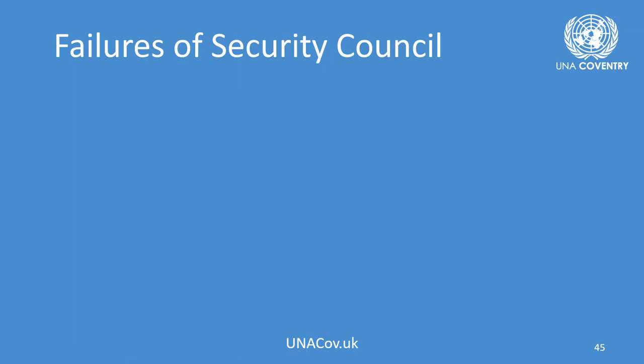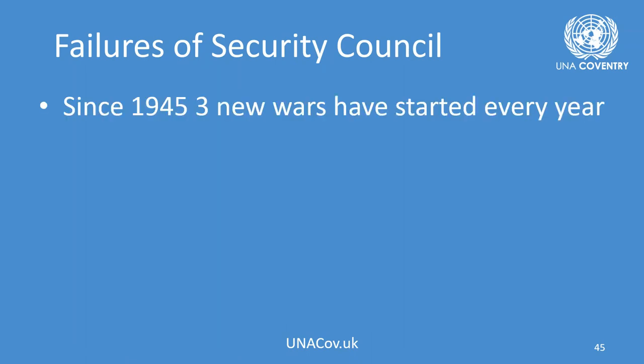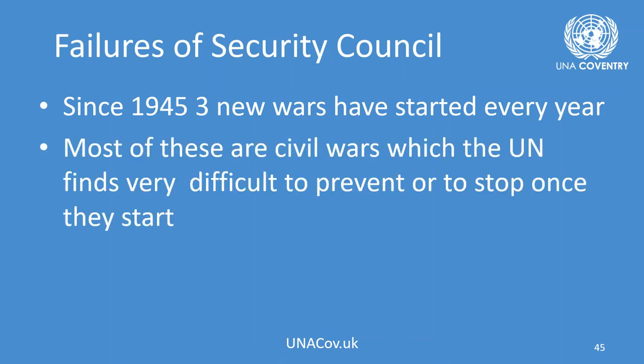So, the Security Council has had failures. On average, three new wars have started every year since the United Nations was formed, which amounts to hundreds of wars over the past 75 years. However, most of these are civil wars, and the United Nations finds it very difficult to intervene within nations. The United Nations is there to stop conflict between nations.